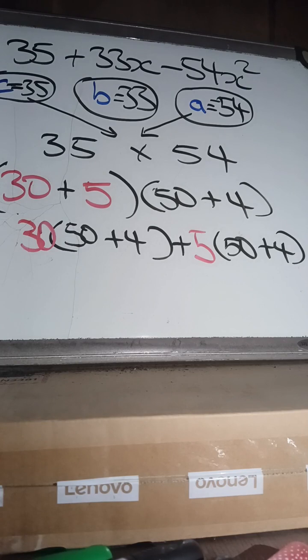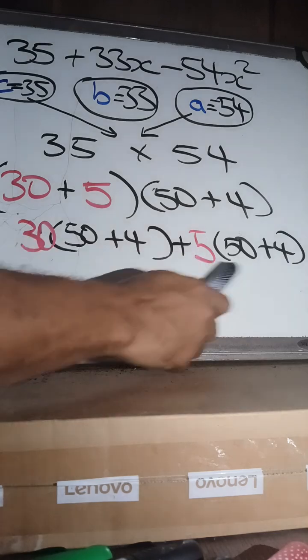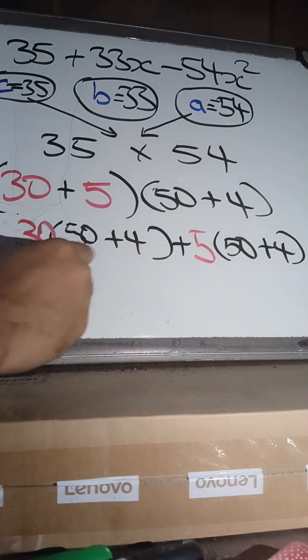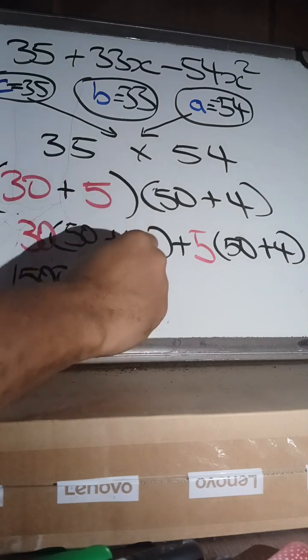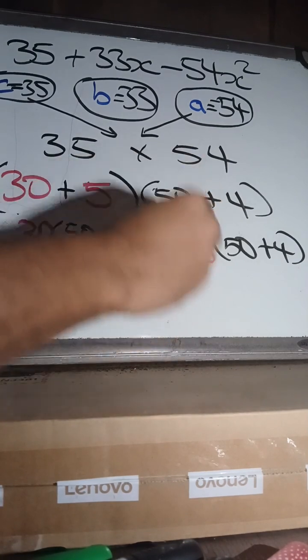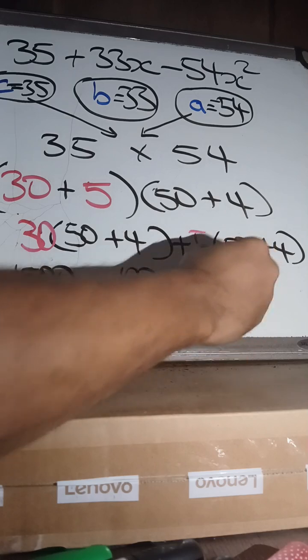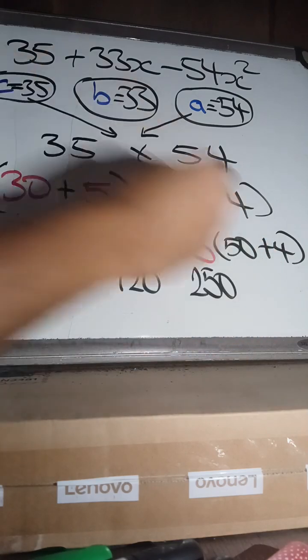And then we do what we did before. This times this, this times this, this times this, this times that. So 15, we have 20. This is 120. 250. And then what? 20 at the end.